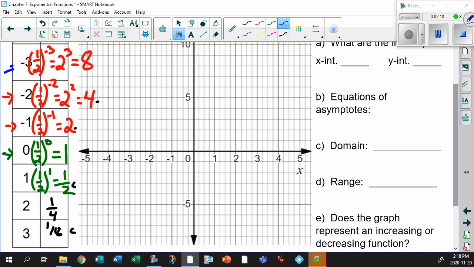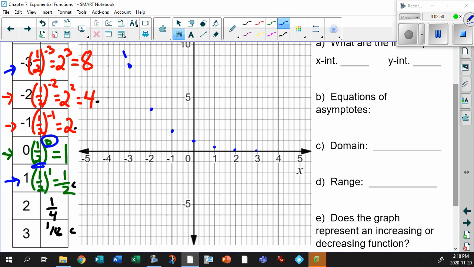We start at -3 here. -3 is already 8. Oh my goodness, there's 5, 6, 7, 8. There's 8 right there. -2 is 4. -1 is 2. And of course, at 0, it's 1. Yeah, no kidding, any base to the exponent of 0. You've heard me say it 1,000 times, but I just got to remind you. Now check it out. 1 is a half. 2 is a quarter. 3 is 1/8.